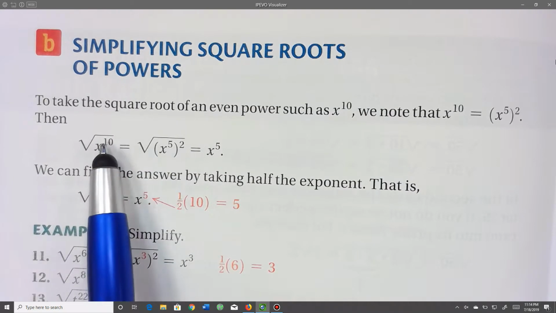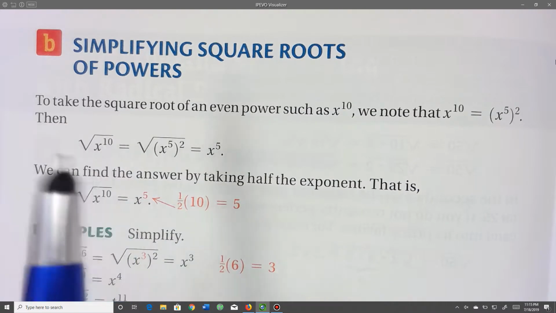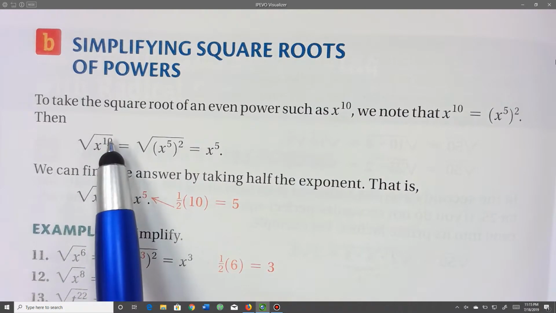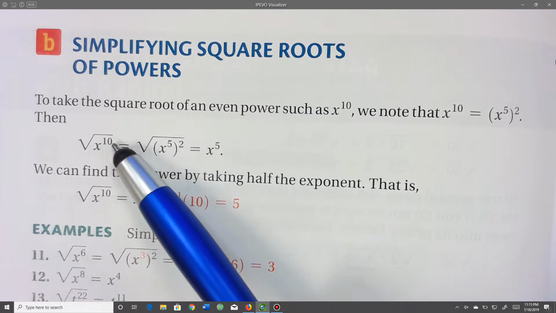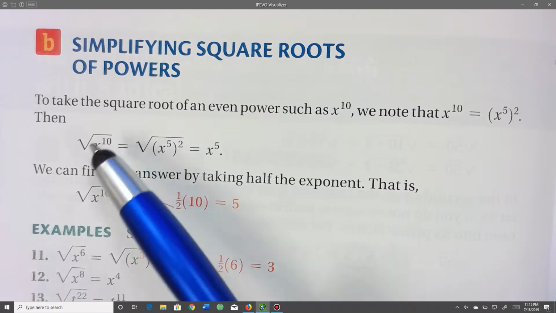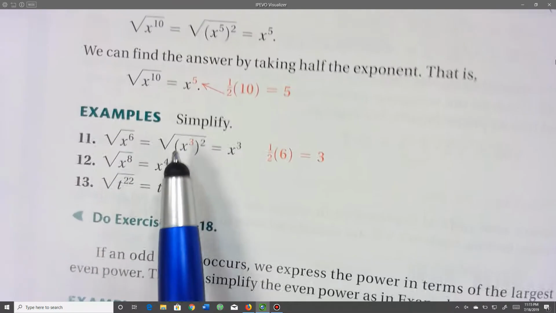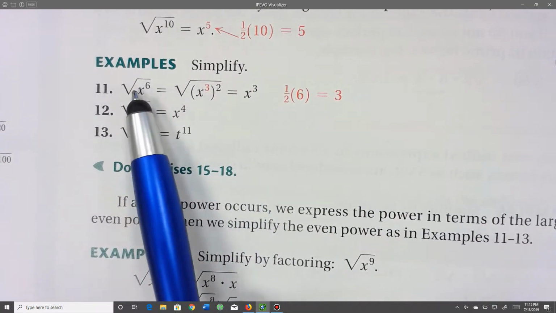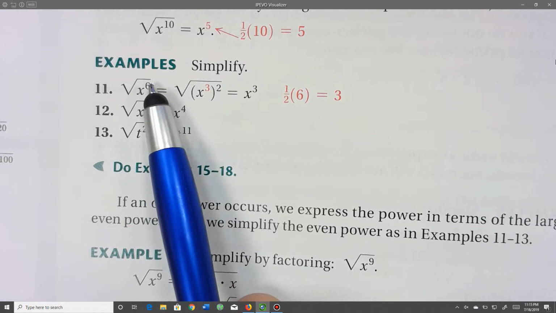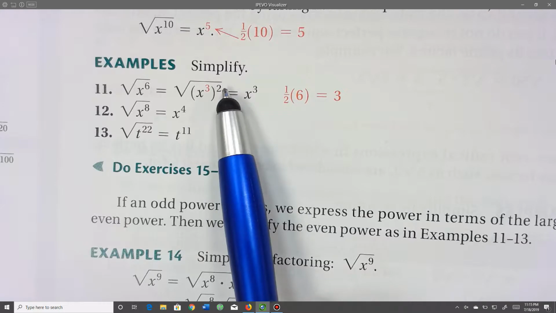That's important because if you have odd exponents, then you're always going to have a remainder of one variable remaining, but not when you have even exponents. So let's work with even exponents first, and then we'll worry about odd exponents. Here, x to the 6th power, you can think of it as x cubed raised to the 2nd power.